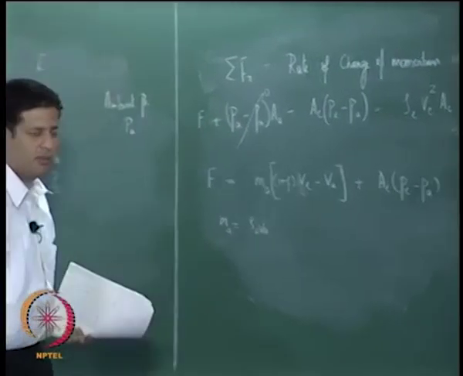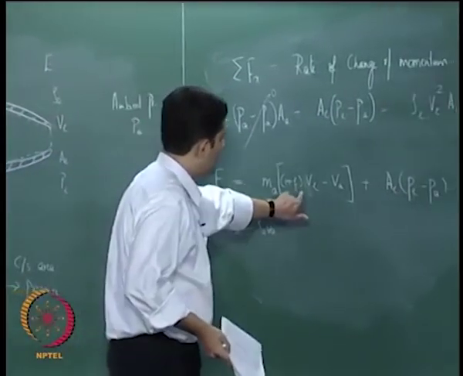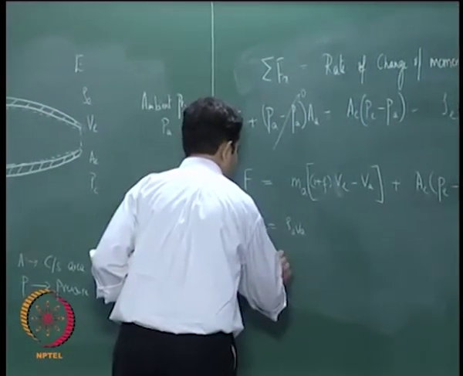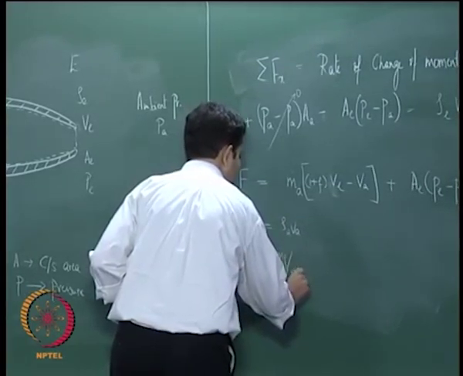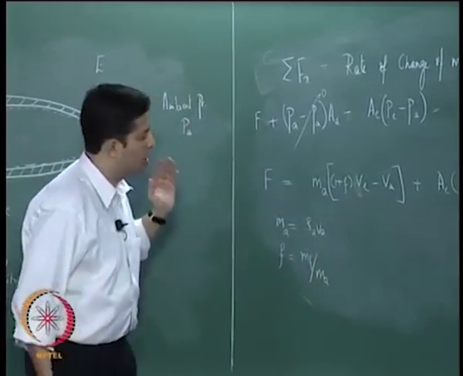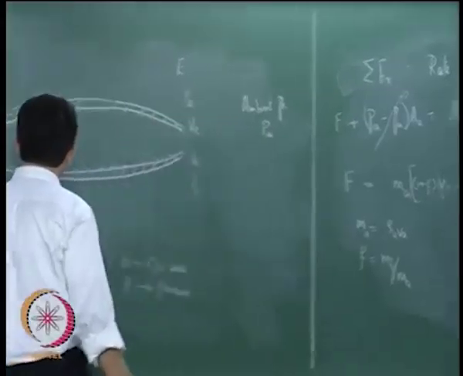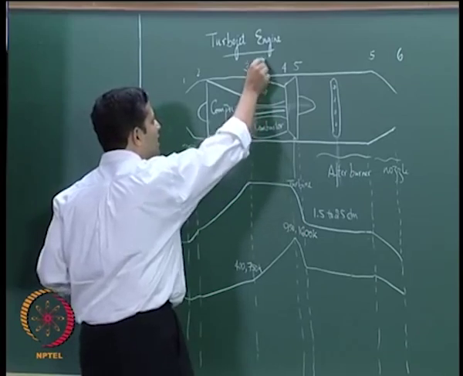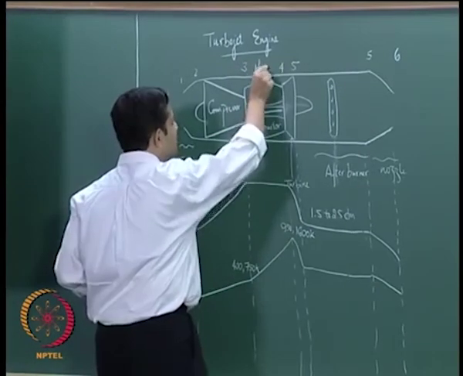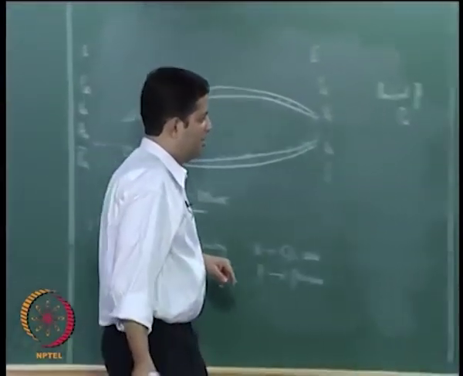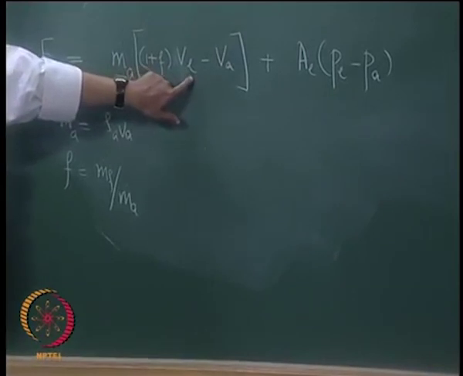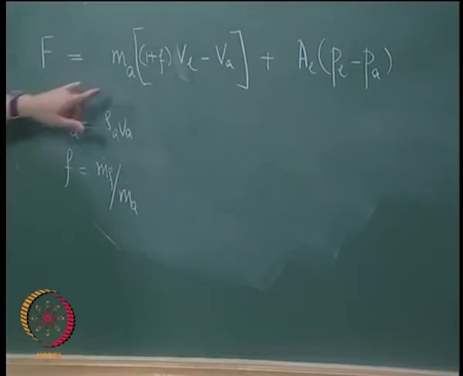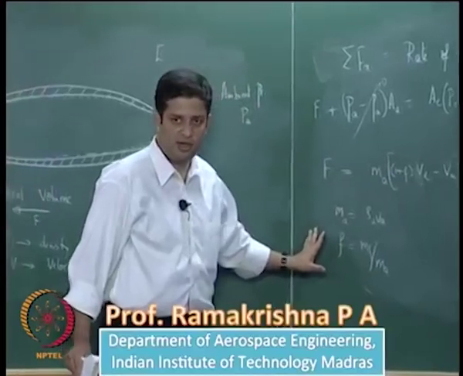Now the 1 plus F constitutes, remember in our earlier class, we had defined F as the mass flow rate of fuel divided by the mass flow rate of air. What happens is inside the engine, you are adding fuel in the combustor here, right. So therefore, there is an increase in mass, and that is why you have 1 plus F. When it is going out, there is an increase in mass, and that is why you have 1 plus F. So this is the thrust equation for a turbojet.